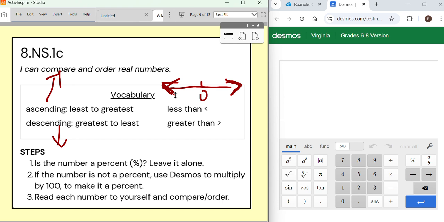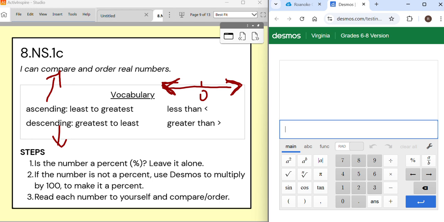So when you are comparing and ordering real numbers, you have to take these steps. First one: is the number a percent? What that means is, does it have a percent symbol behind it? If it does, leave it alone. If the number is not a percent, I don't care what it looks like. If it doesn't have a percent symbol, use Desmos to multiply by 100 to make it a percent. Finally, third, you read each number to yourself and compare in order.